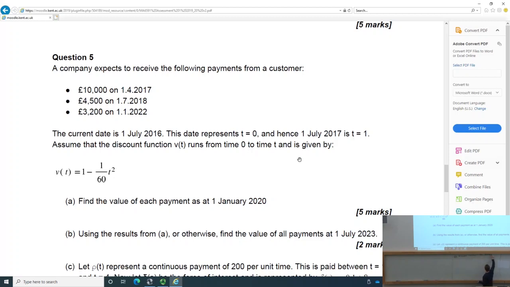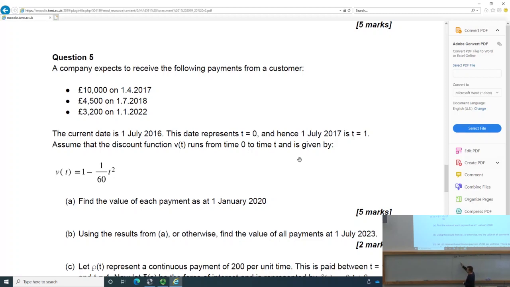Accumulation factors, I should say. Accumulation factors. Good. Okay, so let's get started with this. I haven't looked at the solution yet, I should do, but the solution's not how I would write it out.